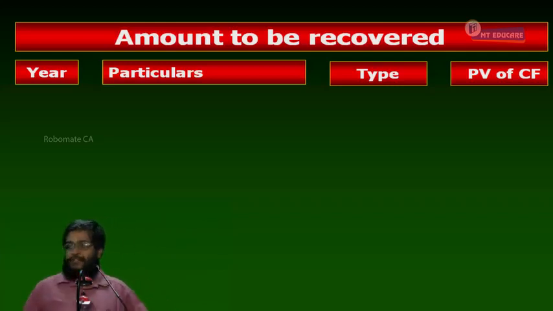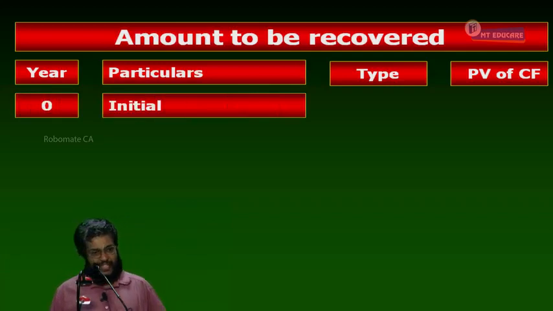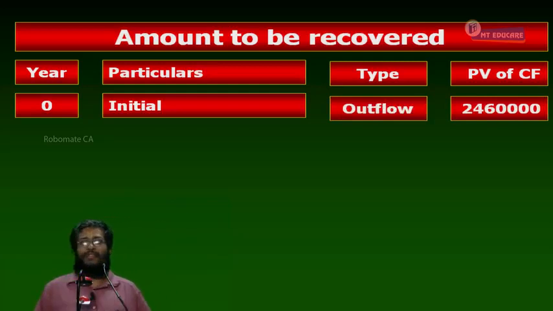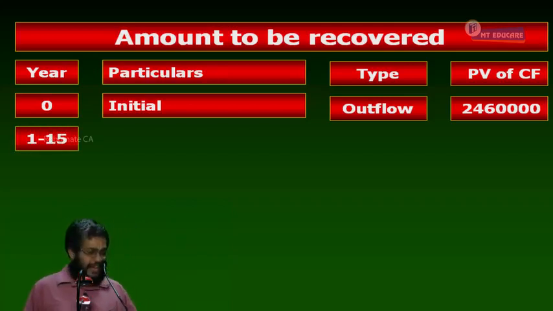Shall we start? Now, first, year zero, tell me what I had here? Initial investment. Type is inflow or outflow? Outflow. What is its present value? 24,60,000. Year zero, I made an investment, it is an outflow of 24,60,000.